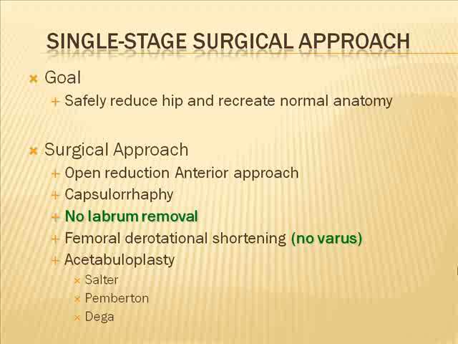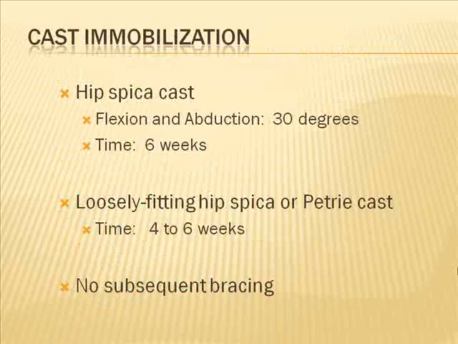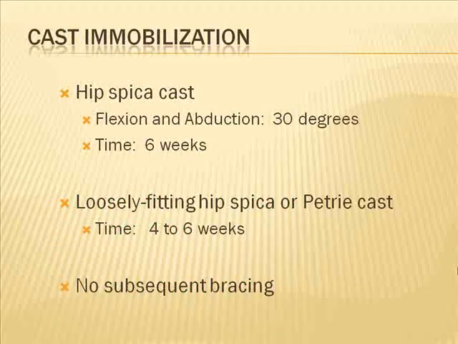After the surgery with one stage, you have to use a spica cast, usually 30 degrees of flexion, for about 6 weeks, followed by another loosely fit cast or a Petrie cast for another 4 to 6 weeks. And then after that, usually there's no need for subsequent bracing, although many kids require physical therapy for a few weeks to a couple months.